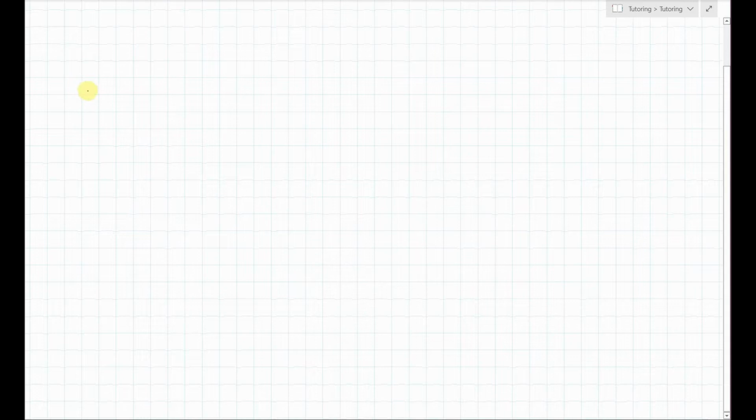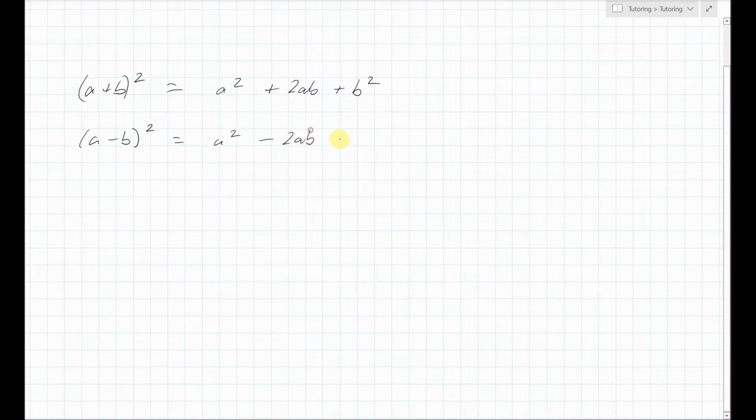So the first one will be (a plus b) squared. This one is a squared plus 2ab plus b squared. Your next one is (a minus b) squared. This one is a squared minus 2ab plus b squared. So the only difference between these two are the plus and minus here and here. And the last one is a squared minus b squared. This is equal to (a plus b) times (a minus b).